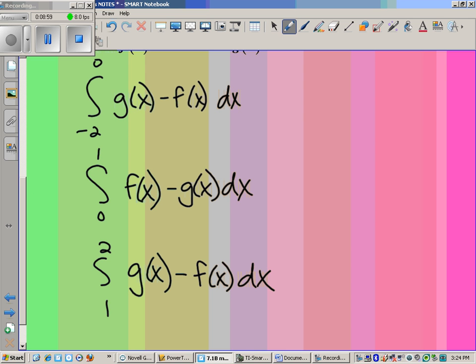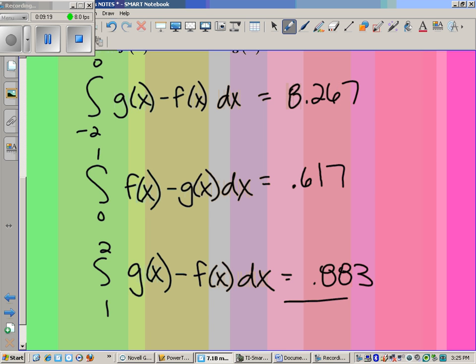So now let's go back to our integrals that we set up. And we said that the area from -2 to 0 was 8.267. The area from 0 to 1 was 0.617. And the area from 1 to 2 was 0.883. So if I want the total area, what would I do with all those numbers?